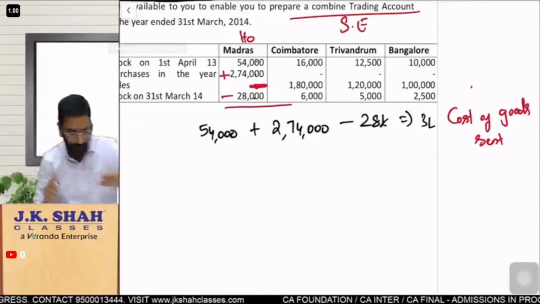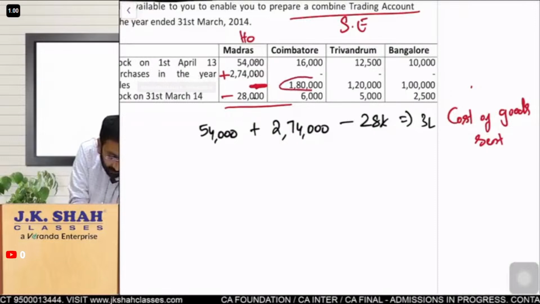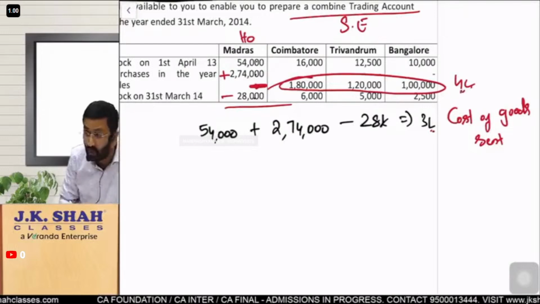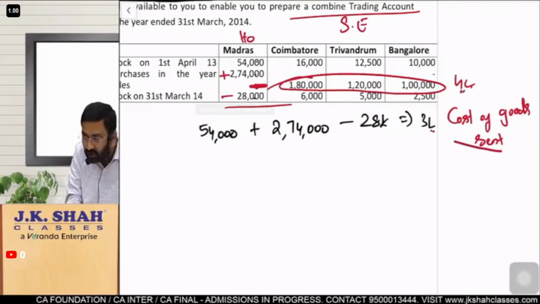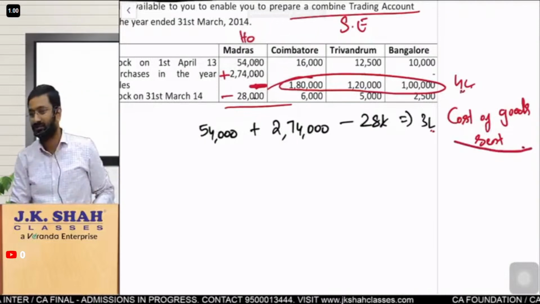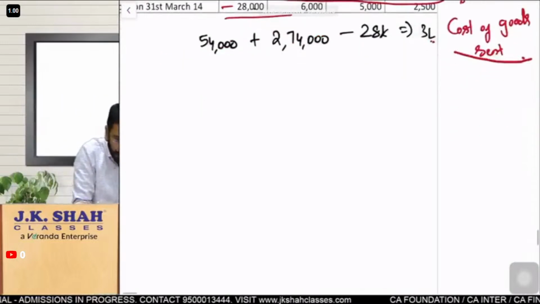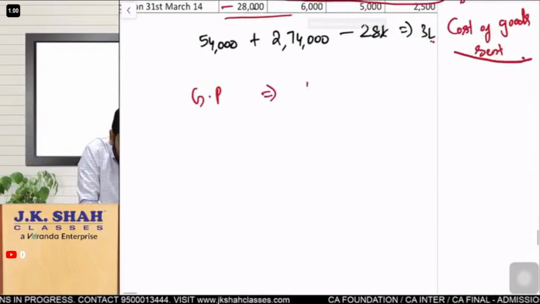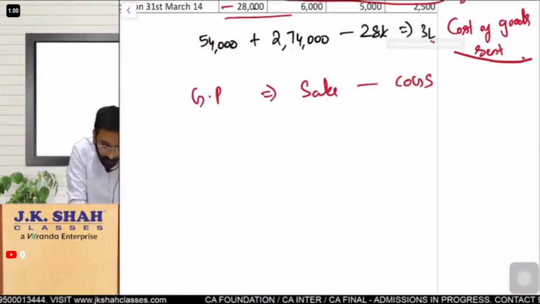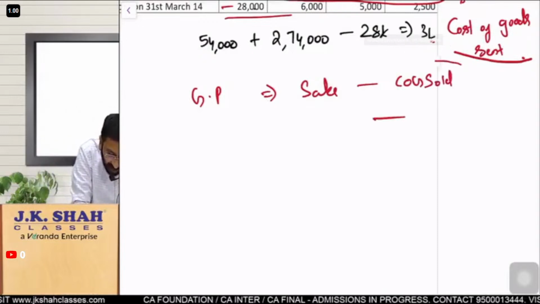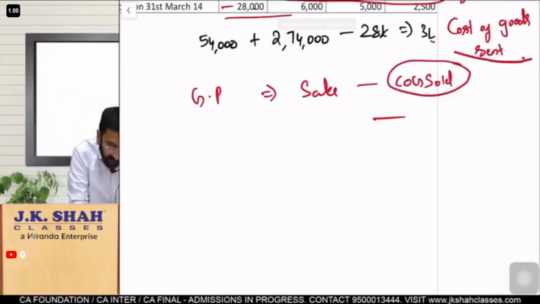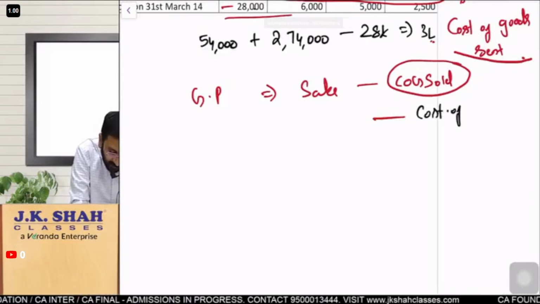Cost of goods sent. Now, can you total all this? 4 lakhs. Can I compare this 3 lakhs and 4 lakhs? No. Because this 3 lakhs is the cost of goods sent and this 4 lakhs is the sale value of goods sold. Sir, what are you talking about? I repeat. My gross profit formula is sales minus cost of goods sold. But in this question, do I have cost of goods sold? No. What I have is cost of goods sent.